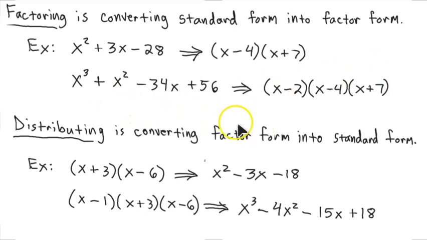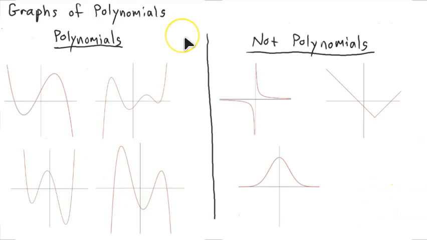We can also go from factored form into standard form. When we do that, one word we can use for that is called distributing. So we're distributing x times x is x squared. 3 times negative 6 is negative 18. X times negative 6 is negative 6x. 3 times x is plus 3x. When you add them together, you get negative 3x. You've done this before. And so that's what it's called. It's called distributing. We can also take a 3-factor polynomial, and we can distribute, and we would wind up with a 3rd power polynomial.